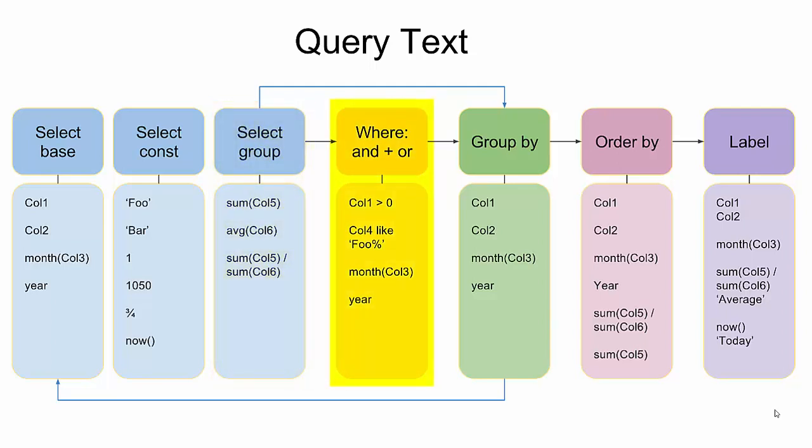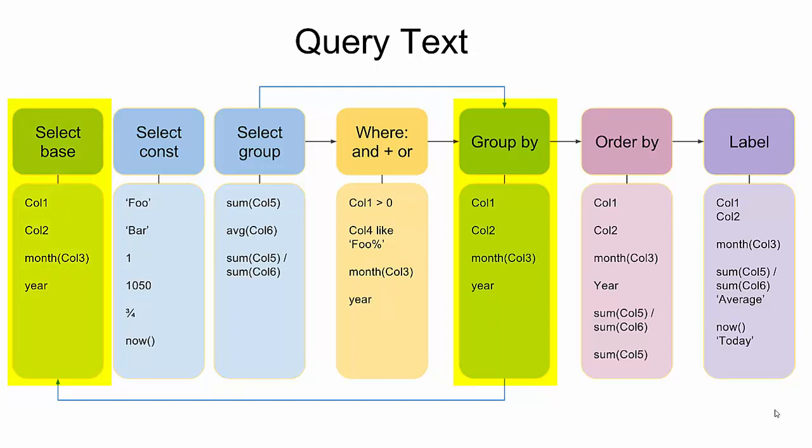Next is the where clause. We have some conditions where col 1 more than 0, or col 4 starts with foo. We may also use month, years, and so on for conditions. Next is group by. We must group by the same columns as were in select base. We don't group by constants, and we don't group by selected aggregates or groups. And if we have groups, then we must do group by.